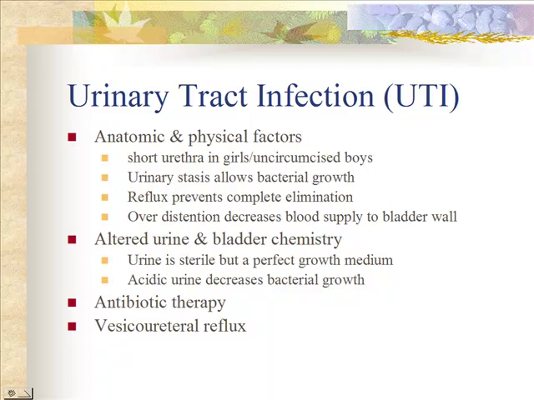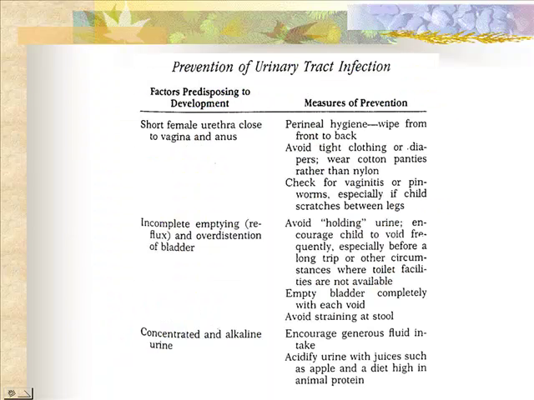Urine should also be a little bit acidic, which makes it less desirable for bacteria. It's a little harder for bacteria to multiply in an acidic environment, but it doesn't totally prevent it, it just decreases it. We treat UTIs with antibiotic therapy, and the usual cause is this reflux, and I have a picture of that coming up. So again, some of the problems is that short urethra on girls.